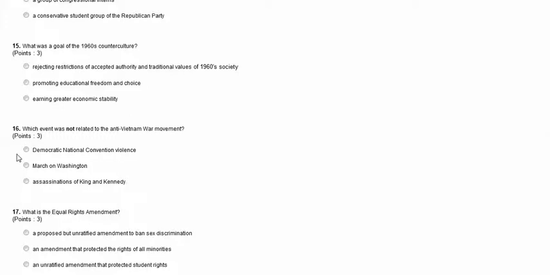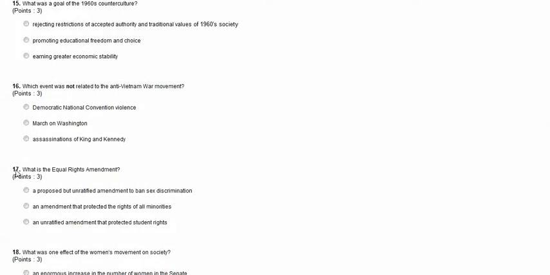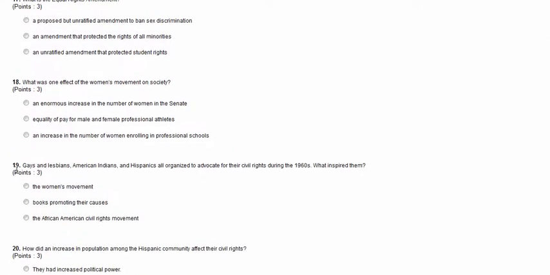Number 16, which event was not related to the anti-Vietnam War movement? The Democratic National Convention violence, the March on Washington, or assassinations of King and Kennedy? And when we say Kennedy here, they could mean Robert Kennedy or JFK. They probably are more likely going towards Robert Kennedy because Martin Luther King Jr. and Robert Kennedy were assassinated right near one another, within 2 months of one another.